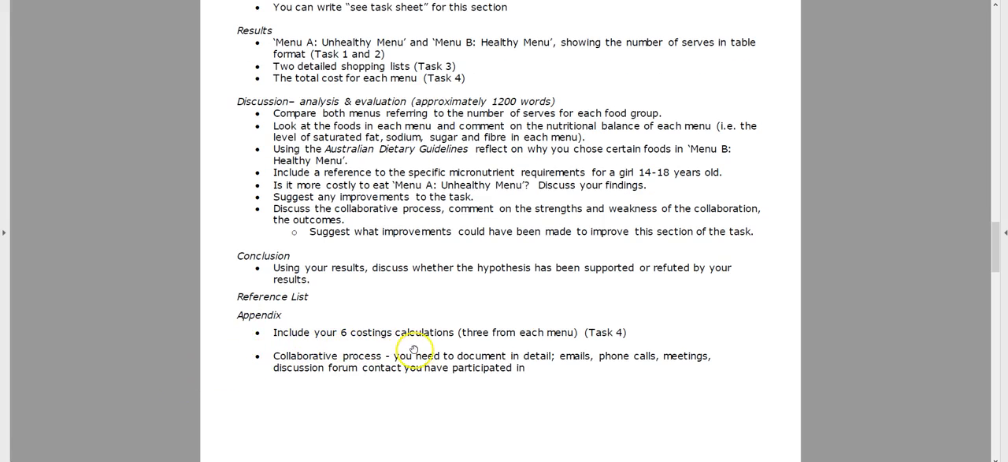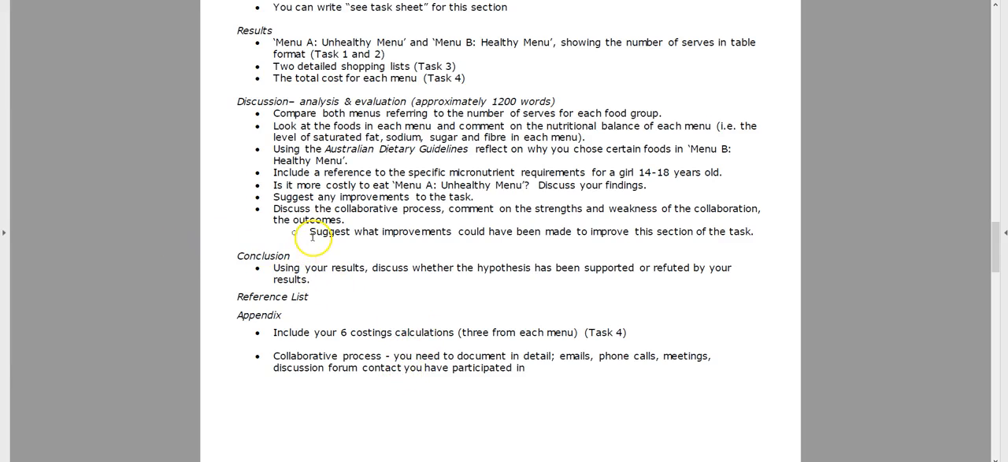So you need to include your 6 costing calculations, which you were supposed to do in task 4. Again, that needs to be split up so that maybe each group person is doing 2 costings to create 6 costings in total. And you need to include a record of the collaborative process. So all of you should be able to include emails where you have been talking to people in your group, splitting things up, seeing how people are going, to make sure that you are actually working collaboratively, because you are being assessed on your ability to work in a group manner.